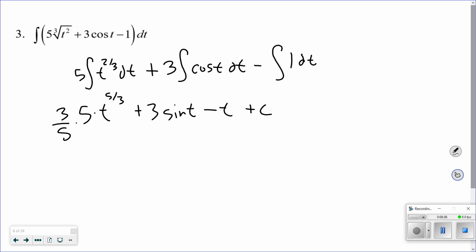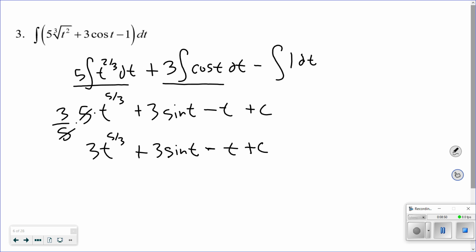We can do a little simplifying. I've got 3/5 times 5. Those 5s just cancel out. 3t to the 5/3 plus 3 sine of t minus t plus c. Okay, and there's my answer. So again, just doing it piece by piece and then applying your rules. This is the power rule. This is my rule for integrating the cosine. That's my rule for integrating a constant.